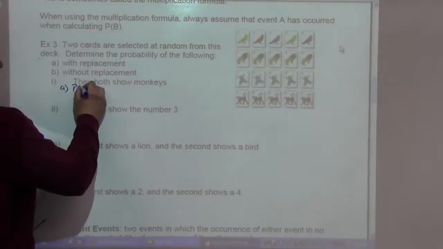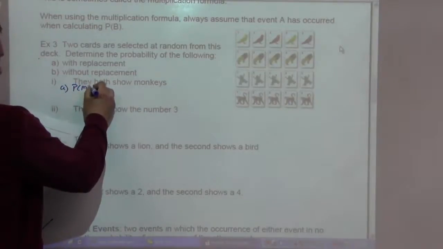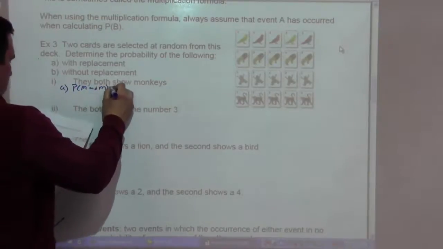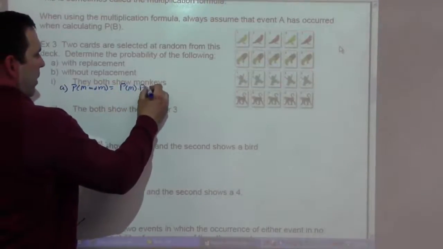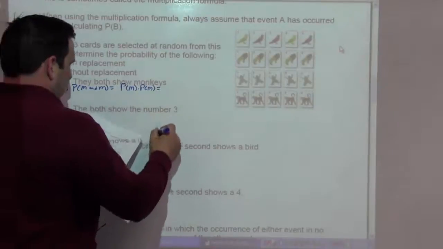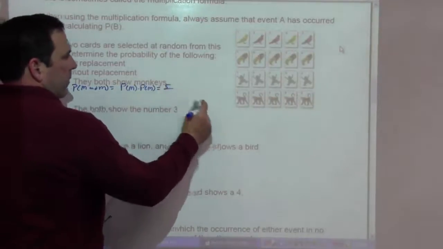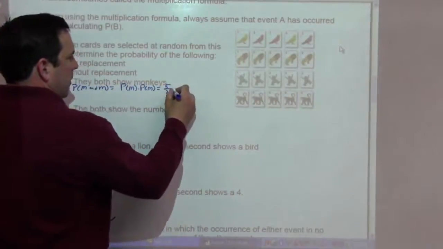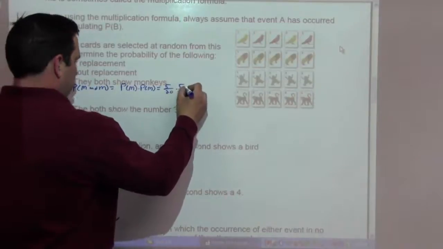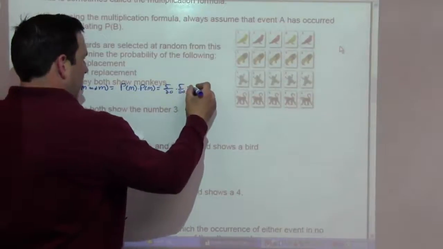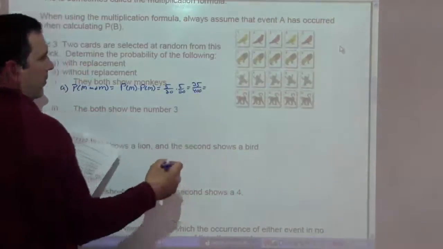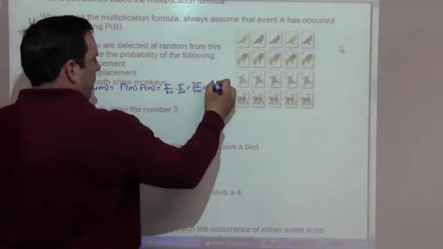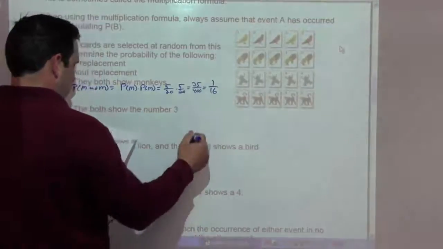The probability of monkey and monkey is going to be the probability of monkey times the probability of monkey, and that's 5 monkey cards out of 20 times 5 out of 20. That's 25 over 400. That'd be 1 over 16.